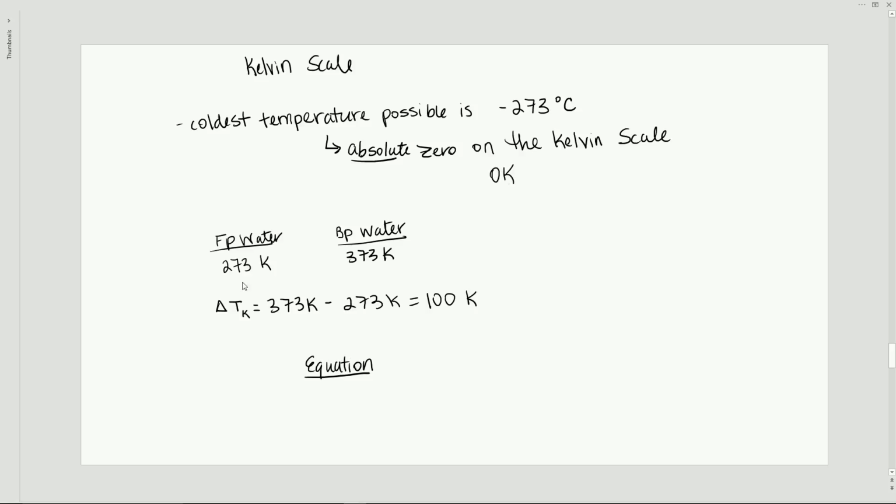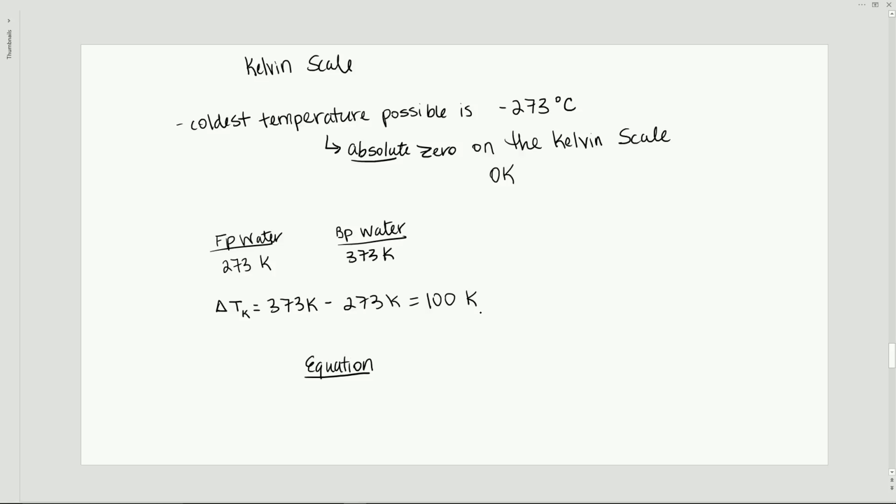If we look at our reference points again, the boiling point of water and the freezing point of water, and find the difference between those two values: the boiling point of water is 373 Kelvin minus the freezing point of water, 273 Kelvin. There's no degree symbol for Kelvin. It's just a K, capital K, that is the unit. There's a difference of 100 Kelvin.